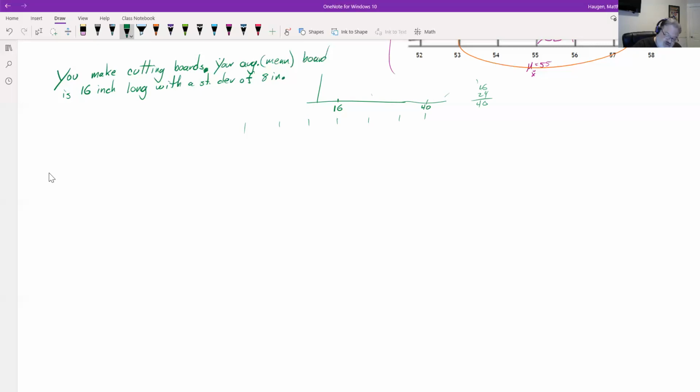But if we go down 3 standard deviations, that's negative 8. Can we make a negative 8-inch cutting board? No. It doesn't make any sense. So what does that tell us about our data? It can't be normally distributed because the empirical rule doesn't make sense. And it's probably skewed right. Does that seem reasonable? Yes.